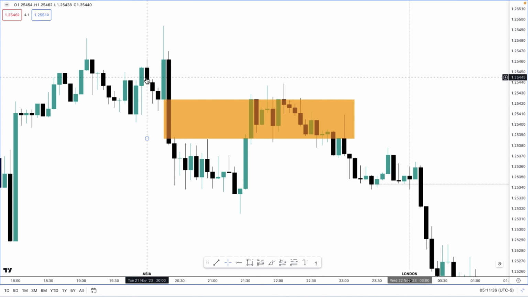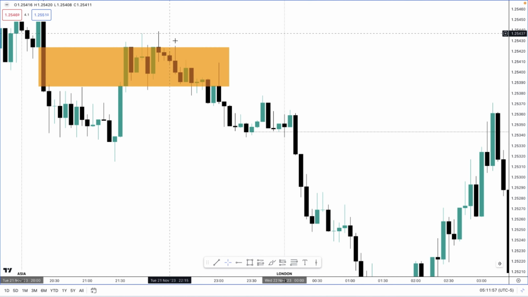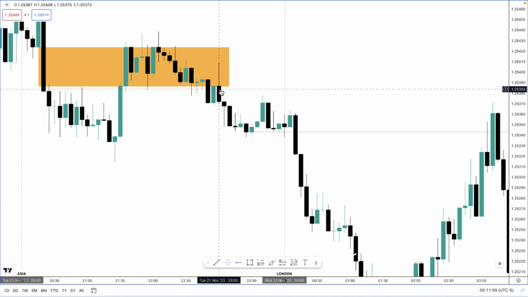So even at 8 p.m. during the Asian session, we can see a fair value gap manifesting in price there. It gets traded to. Can you see that the bodies are staying below the fair value gap? Price runs away from the fair value gap.